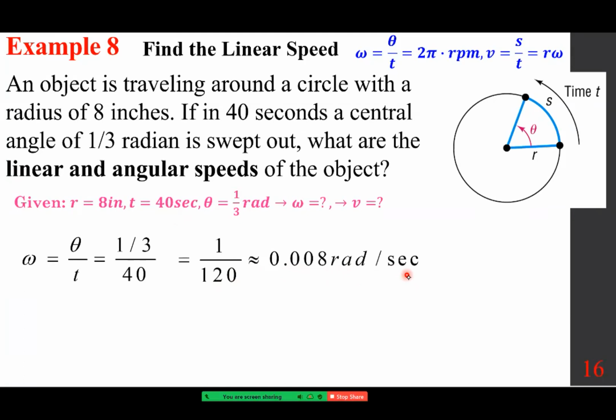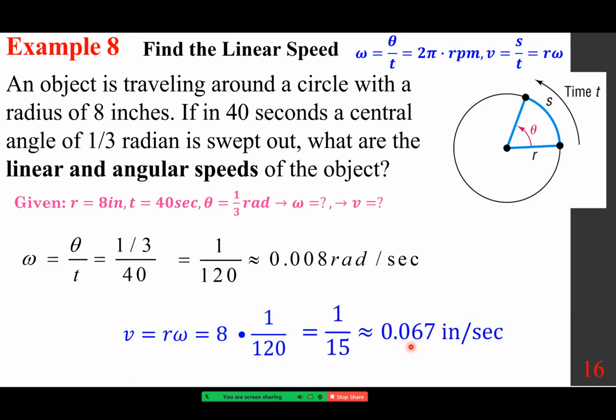So that's our omega. V is R omega. Basically multiply this one by omega. V equals R omega. Multiply this one, it's better to use the exact answer, and it becomes 1 over 15. And again, roughly 0.067, and the units, inches per second. So basically, whatever the units are here, remember radians in essence has no units. So because R is in inches, it becomes inches per second.